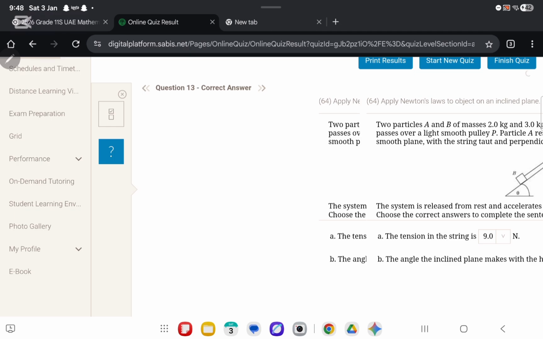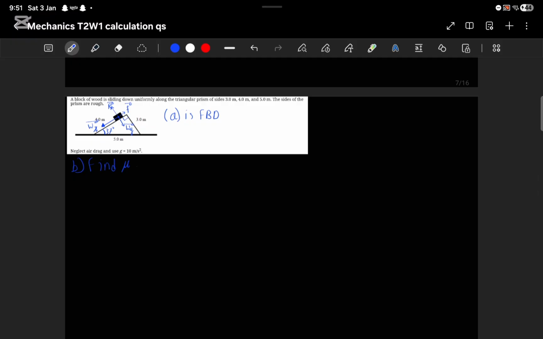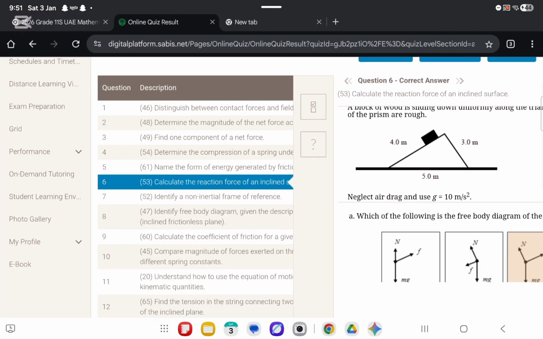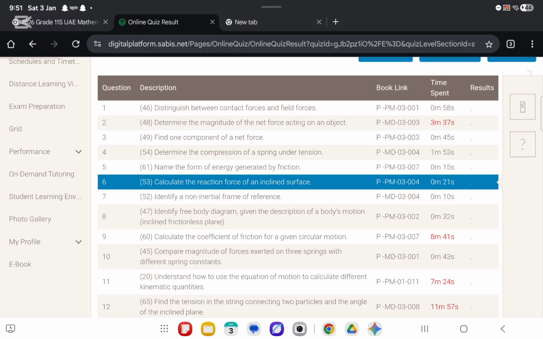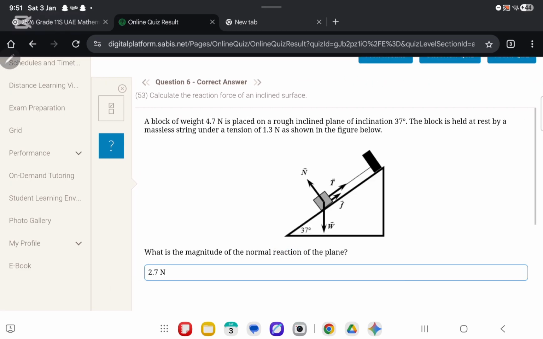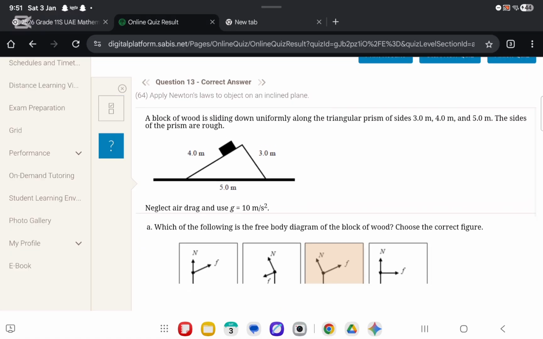Question 13. Okay, let me just copy and paste this question to the notes. Okay, so this is the question in the notes. Let me just go back to the first part for the free body diagram. So where did I go? Hello, can I go to the answer? Where am I? This is not the correct question. Okay, I'm back. So this is the question.